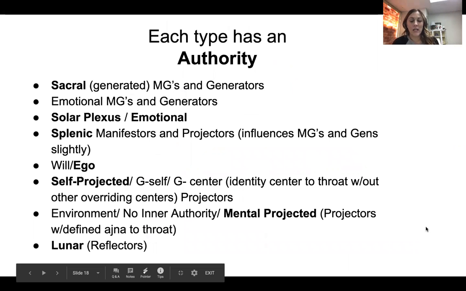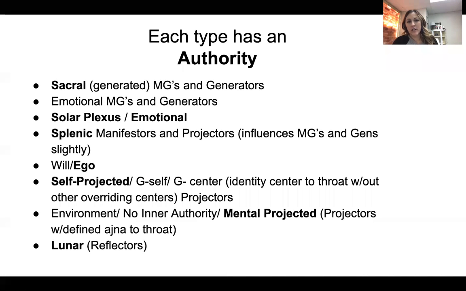Each type has an authority. So manifesting generators and generators are going to have a defined sacral. And then emotional manifesting generators, and so a generator and a manifesting generator can also be what's called an emotional authority. So the sacral means that they get their responses from the sacral. For a manifesting generator and a generator who have the emotional authority, they still get their response from the sacral, but they also have the emotional wave added on top of it. And so they need to wait out their emotional wave to make decisions. And so there are other types, like a manifestor can have an emotional authority as well.